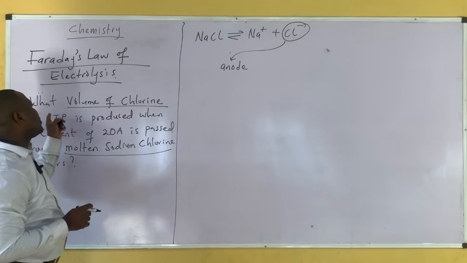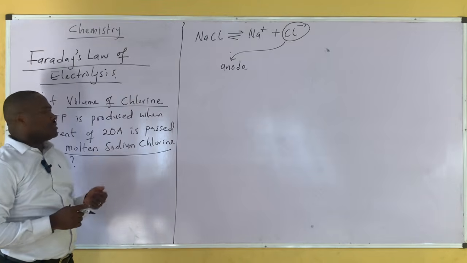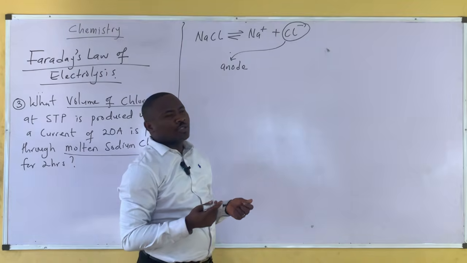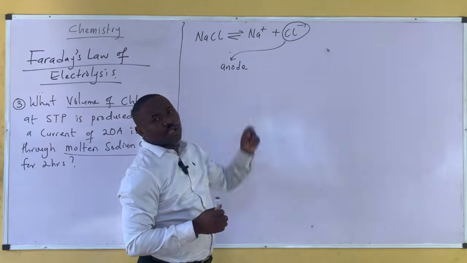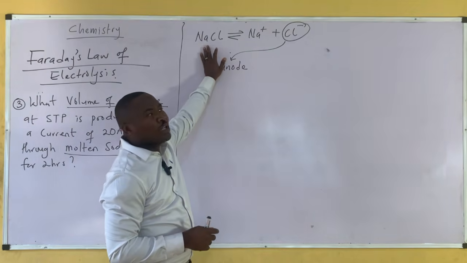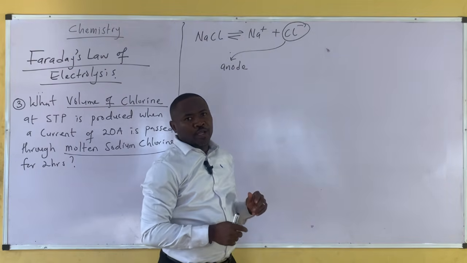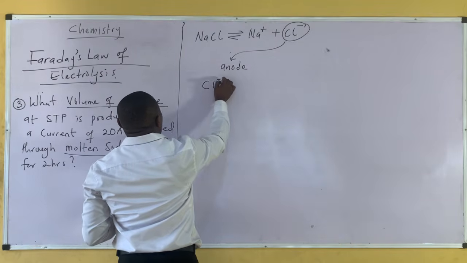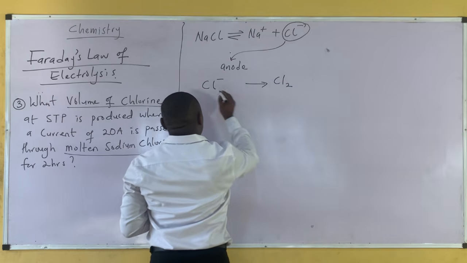What if the question was: what volume of oxygen gas will be liberated at the anode? Now, the answer will be zero. Why? Because there is no assurance that oxygen gas will be at the anode. In molten sodium chloride, the only ions present are sodium and chloride ions. So Cl- will go to the anode to give us chlorine gas.